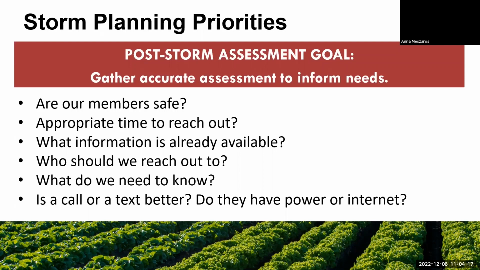And a huge part of that too is, do they even have power or internet to get in touch with us? If they don't, we're reaching out to Extension or other people to try and figure out how to get in touch with them. Then we start talking about when should we reach out. What information is already available is a big piece of this.